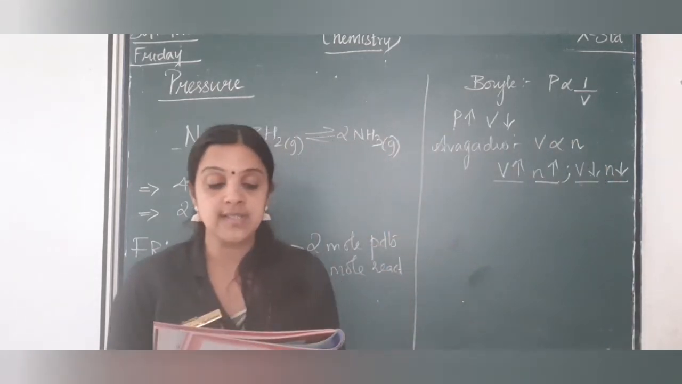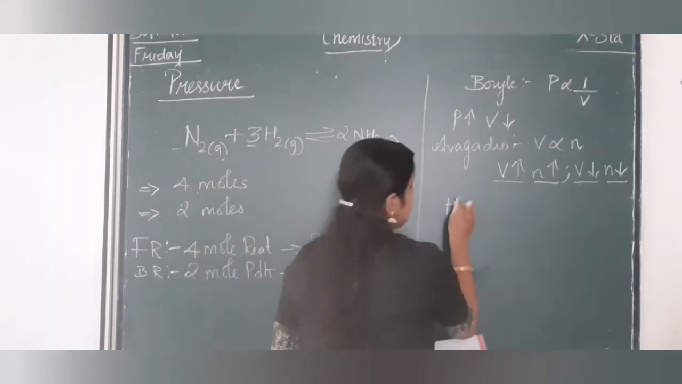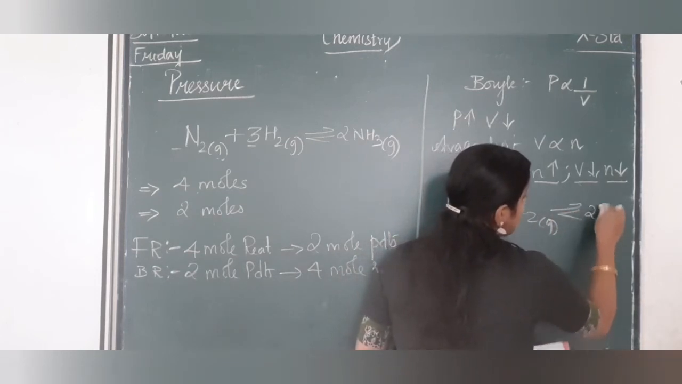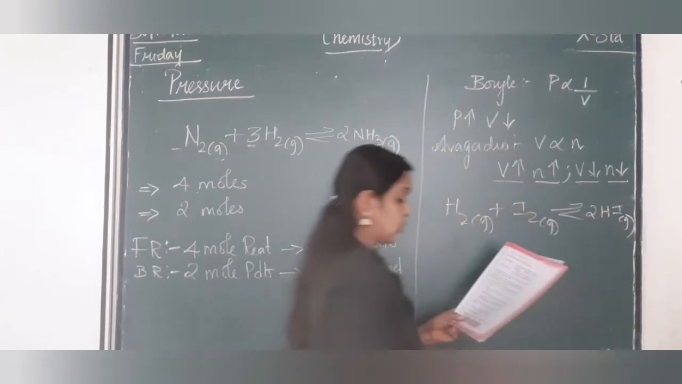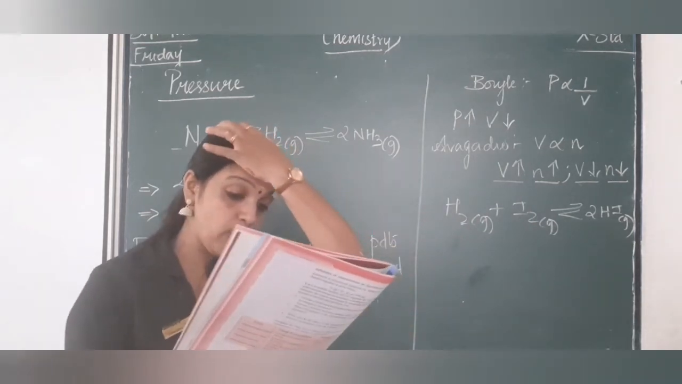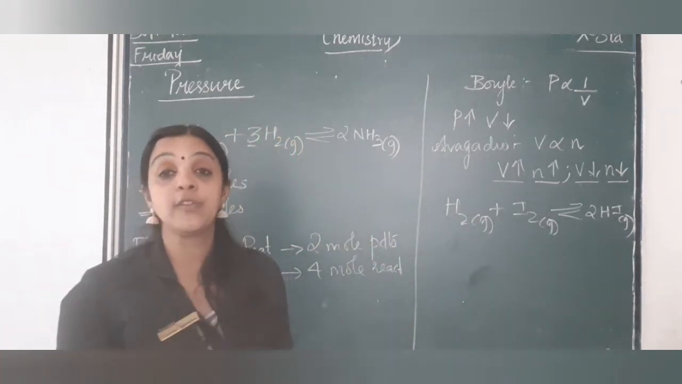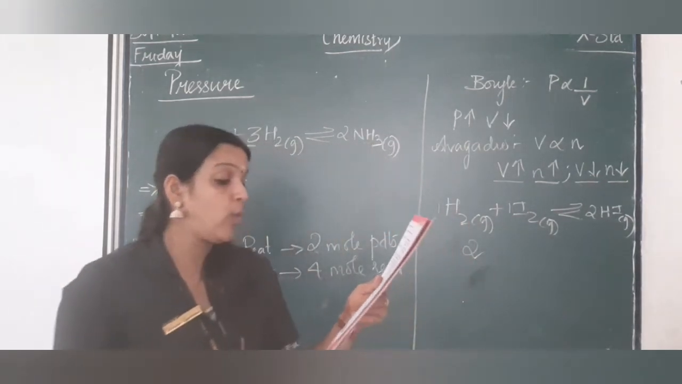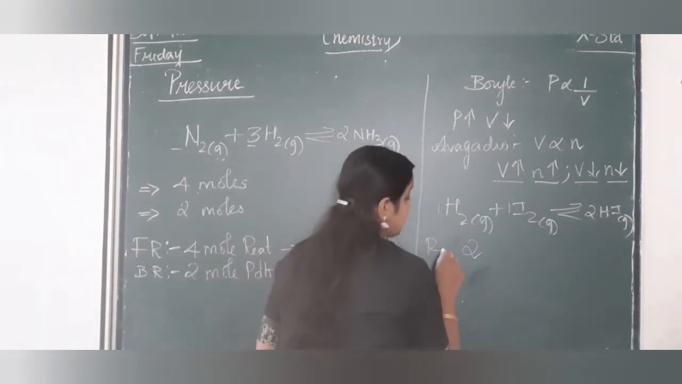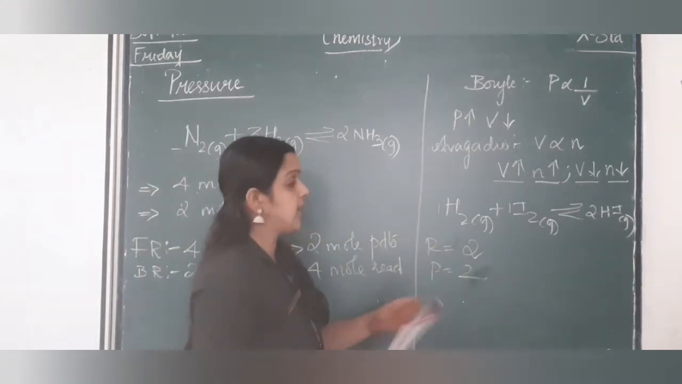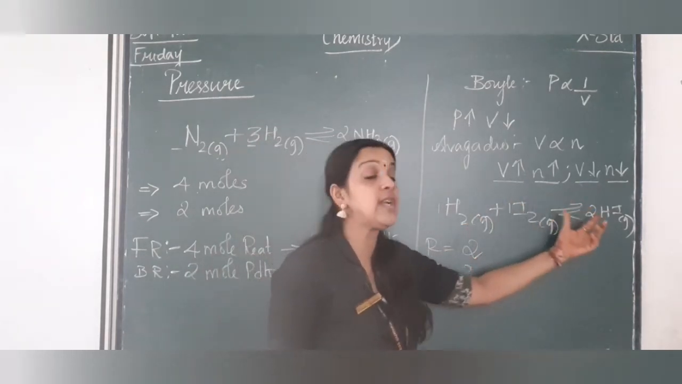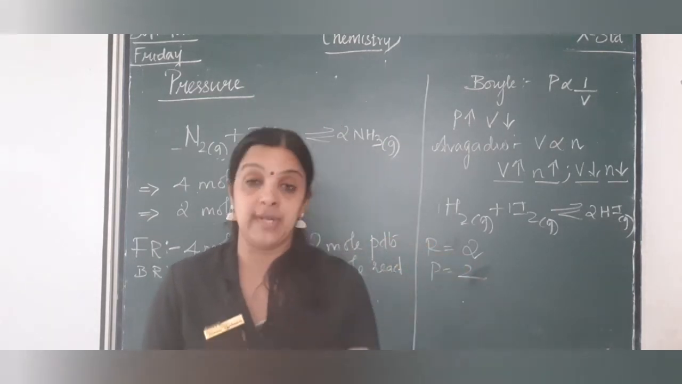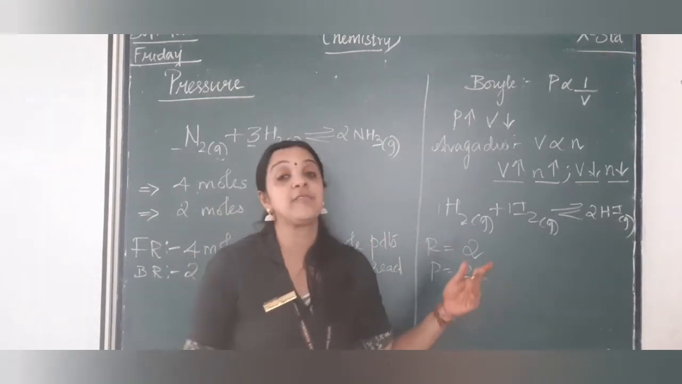Okay. Now next one is, analyze the chemical equation where H2 plus I2 is giving 2HI. So all are in gaseous state. What is the total number of moles of reactants? I have 1 and 1, so total it is 2. What about the products? Reactants are 2, products are also 2. So when the number of moles of reactants is equal to the number of moles of products, what will happen? There will be no change in the pressure. That is, the effect of pressure will be nil.